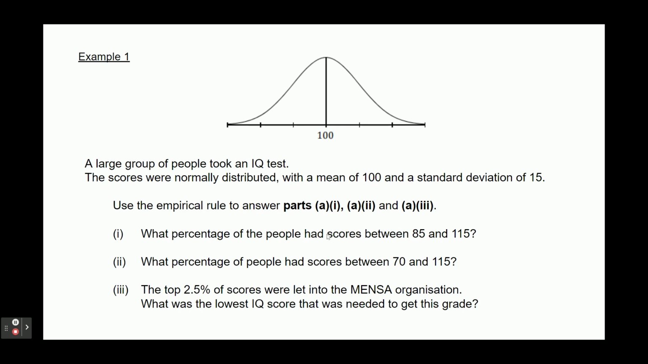What percentage of people had scores between 85 and 115? What percentage of people had scores between 70 and 115? And then the top 2.5% of scores were let into the Mensa organization. What was the lowest IQ score that was needed to get this grade? So we'll take a look at these 3 parts.